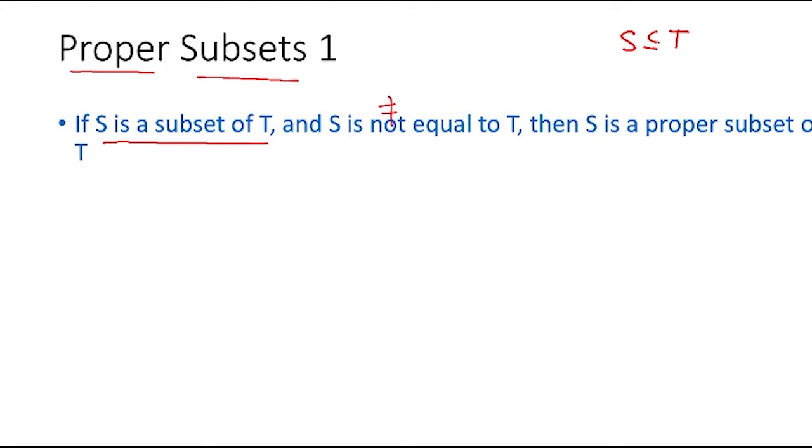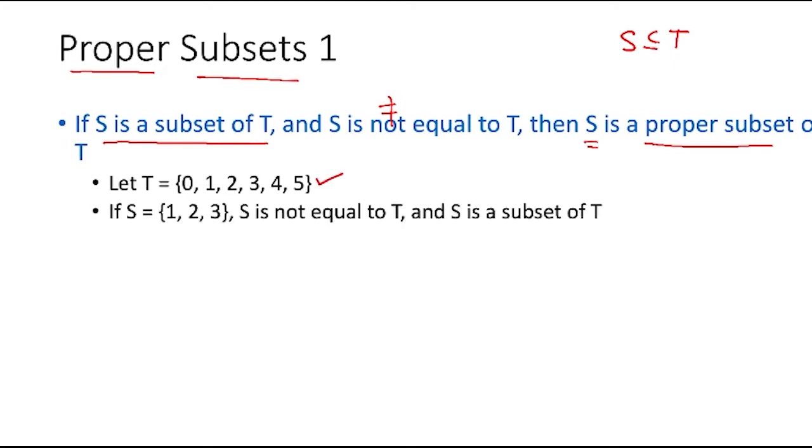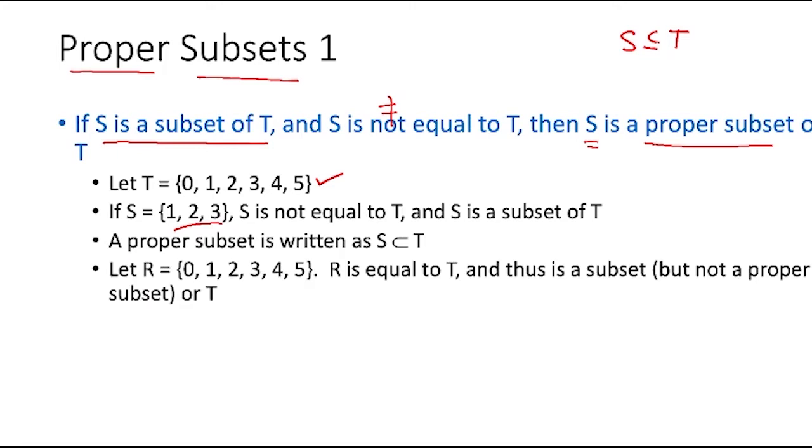Then S is known as a proper subset of T, right? We can understand this easily with an example. T has 0, 1, 2, 3, 4, 5, that is 5 elements, right? And in S, I'm taking only 3 elements, or 2 elements, or 1 element. Like in this example, it is 1, 2, 3. So S is not equal to T, but each and every element of S lies inside T. So this is known as a proper subset and is represented by the subset sign without the equality sign.